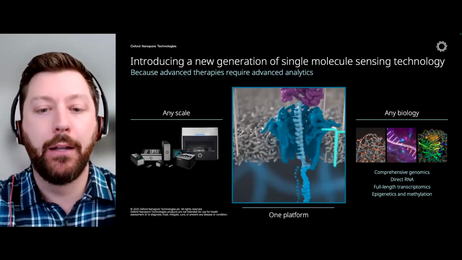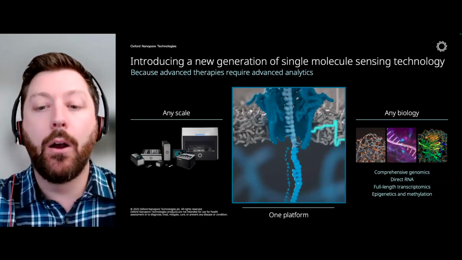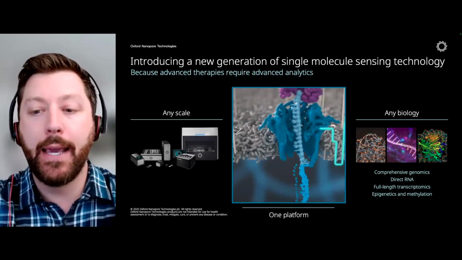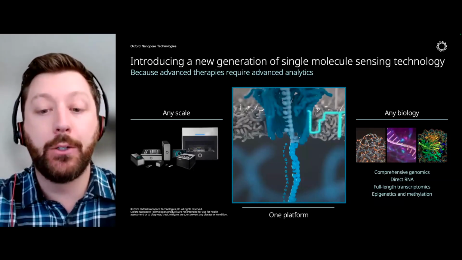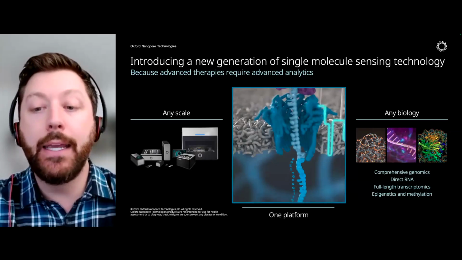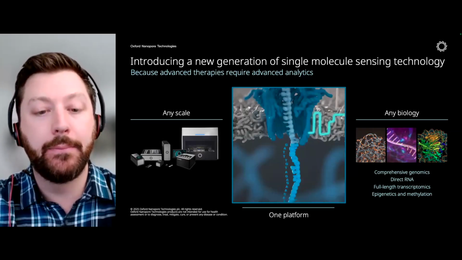Here's how it works in a nutshell. Strands of DNA or RNA are passed through tiny protein nanopores, and as the molecule passes through, changes in electrical signal are measured and translated into the sequence of nucleic acids.